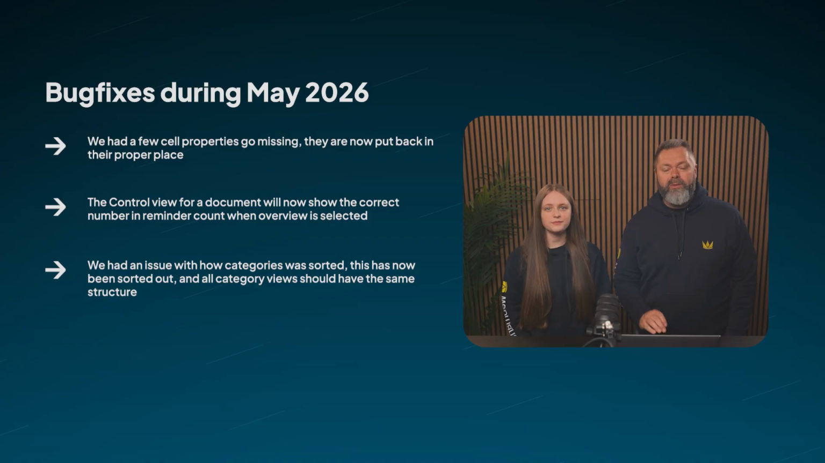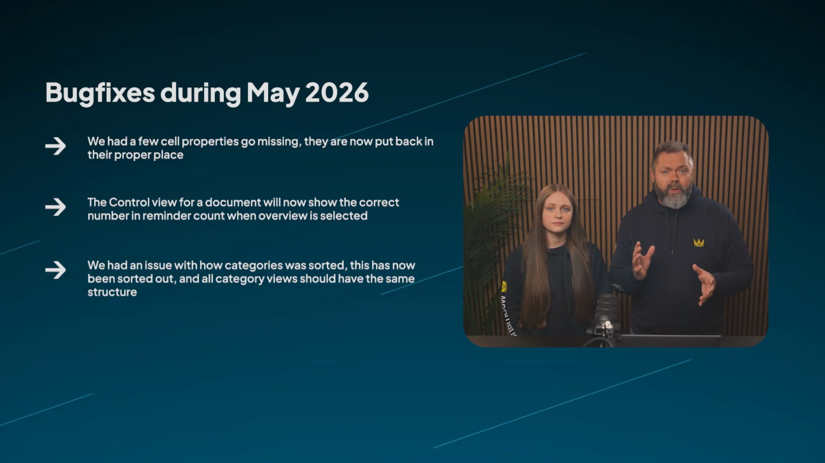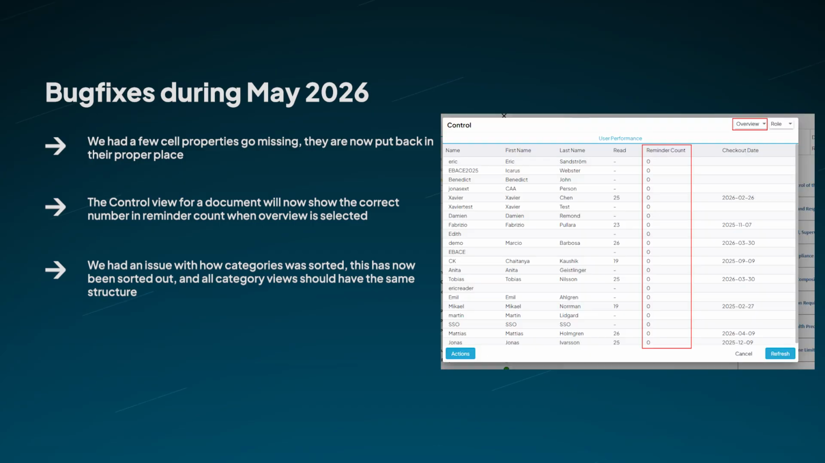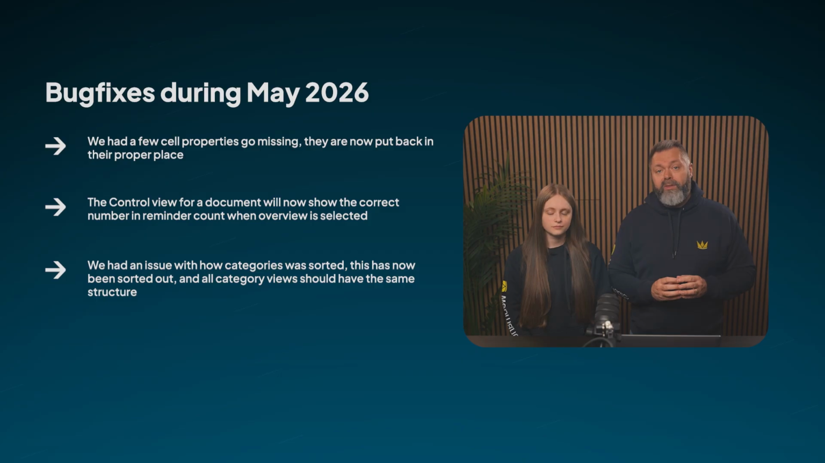Now I have one more for you. In the control view for a document, we will now show the correct number in the reminder count when overview is selected. A few versions ago, we mistakenly changed it, so it actually showed for the first revision instead of all revisions. So that is now back, and it will just give you a clear overview of how many reminders have been received for the reader since the last read. So that will make your work a little bit easier to know who read their documents and who didn't.